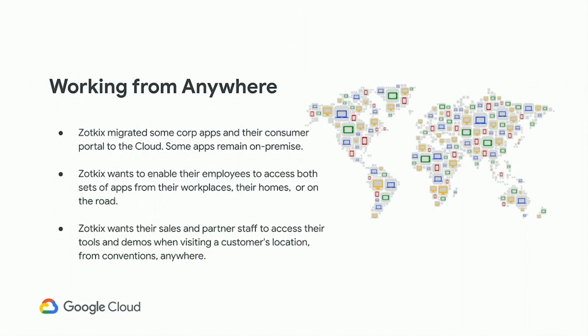So let's now recap where Zotkix stands on their modernization effort. Zotkix migrated some corp apps and their consumer portal to the cloud, but they still run several apps on premises. They want to enable the employees to access both sets of apps from their workplaces, from their homes, and on the road. And they need that their sales and their partner staff be able to access tools and demos when visiting a customer's location, maybe when they're attending Cloud Next, or anywhere.